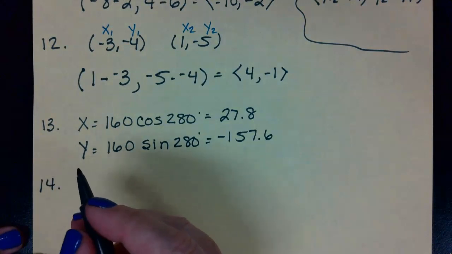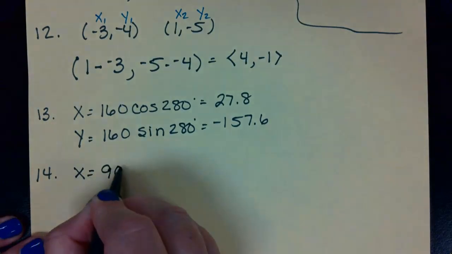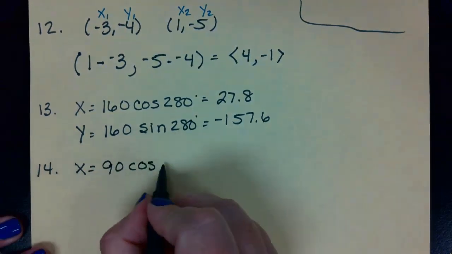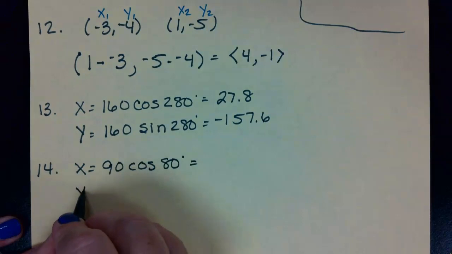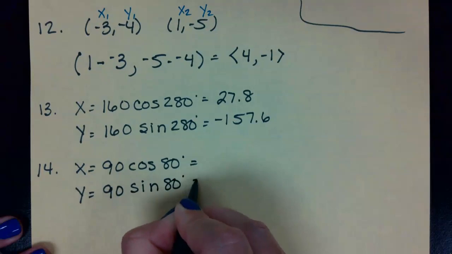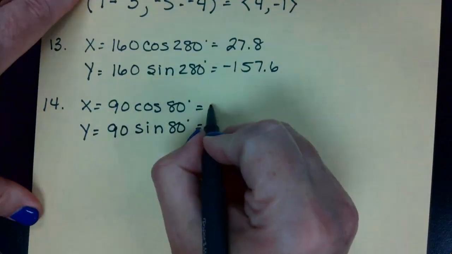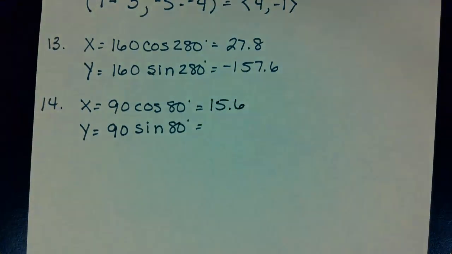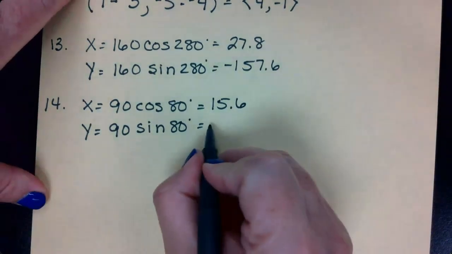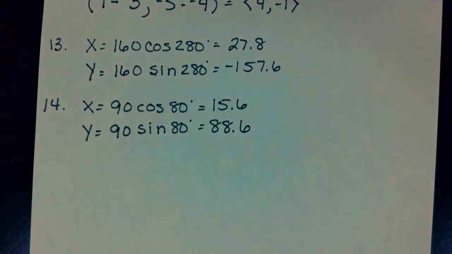Okay. And the last one of our vectors, 14. Lisa's pulling at an angle of 80 degrees with a force of 90. So 90 cosine 80, and we're looking for the horizontal and vertical components. Is there anything extra hard on this? And the answer is no. And I get 88.6.